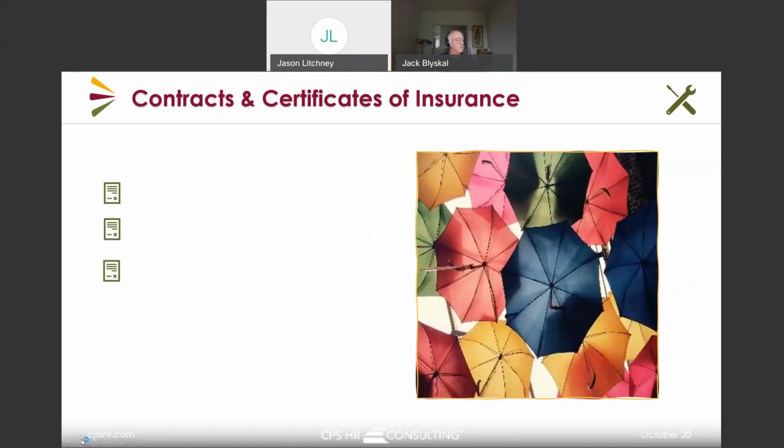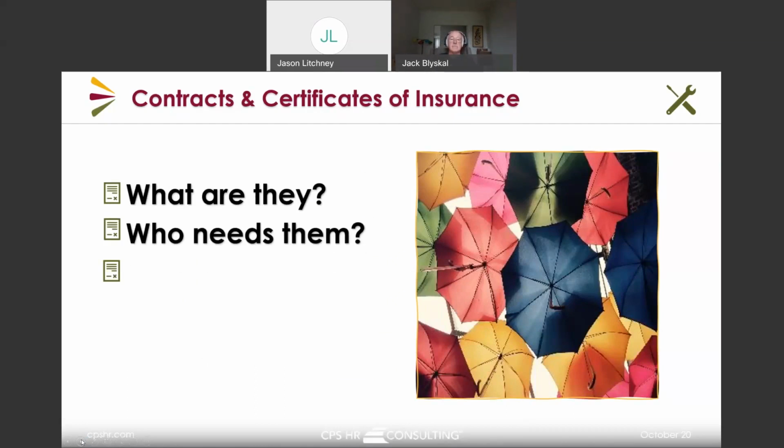Okay, so we're going to look at contracts and certificates of insurance. We're going to talk about what they are. Well, let's talk about the contract first of all. Every contract you have with a vendor probably has indemnification language and insurance requirement language in your contract. And so you need to make sure that they comply with that. The certificate of insurance is the mechanism through which they show their compliance. Who needs them? Pretty much any service you're having done by an outside vendor, you need a contract.